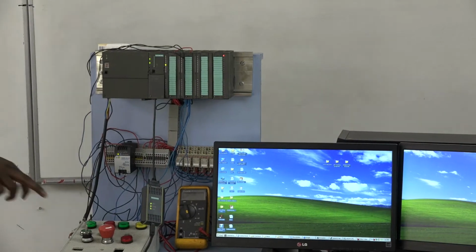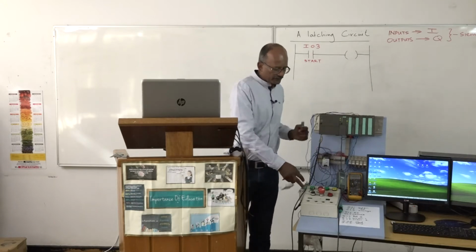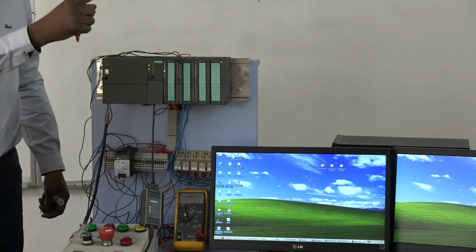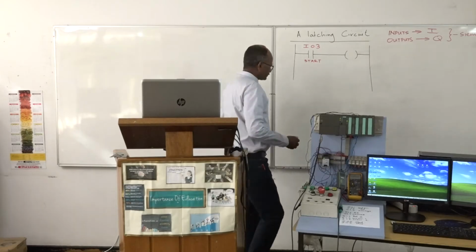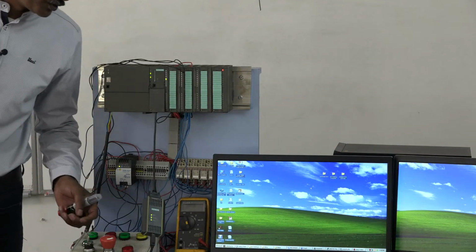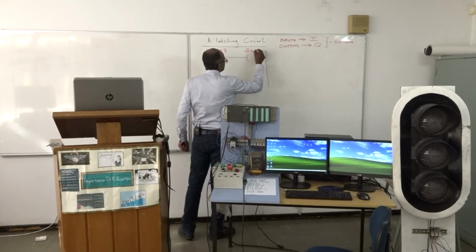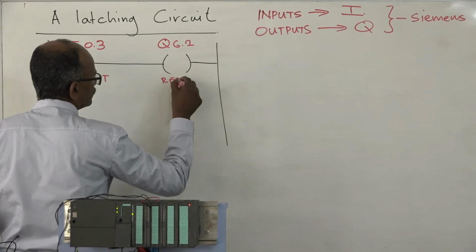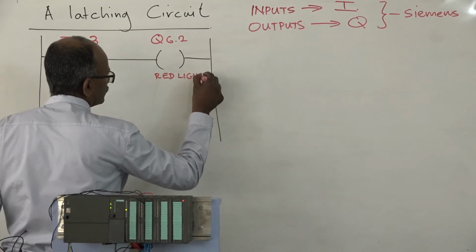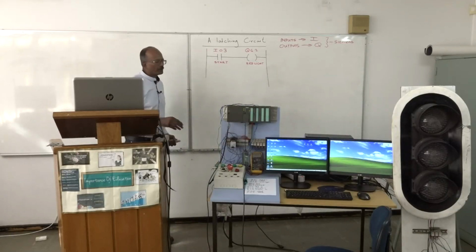Okay, I'm going to use this switch, I0.3, which is my start switch, to switch on the red light on my traffic light system. All right, so when I press start, I must switch on the red light. My address for my red light is Q6.2. I'm just going to first program that line into the PLC and see what happens.